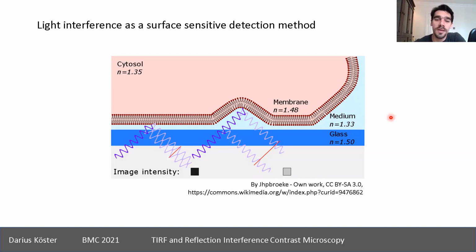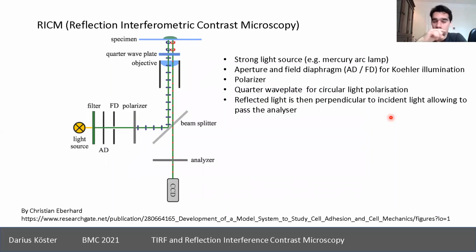And RICM, which has been used for decades, is actually quite straightforward. So this is a typical setup. The nice thing is you don't need much, but you need a strong light source. Traditionally, it was something like a mercury lamp or a tungsten lamp. What you do then is generate a homogeneous circular illumination, and then you have a polarizer to select the polarization of your light.